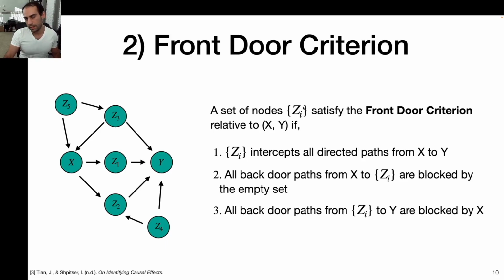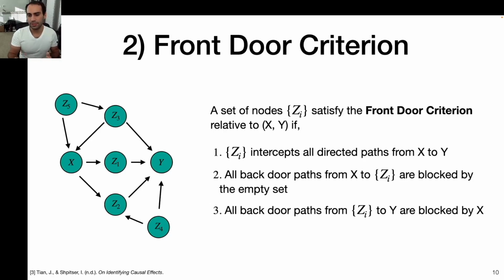A set of nodes, say Zi, satisfy the front door criterion relative to X and Y if these three conditions are satisfied. One, Zi intercepts all directed paths from X to Y. Two, all backdoor paths from X to each element in Zi are blocked by the empty set. And three, all backdoor paths from Zi to Y are blocked by X.